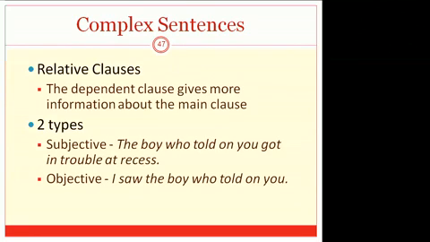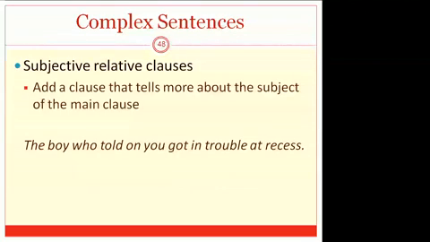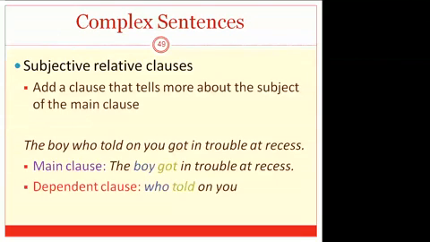Let's look a little more closely at these. A subjective relative clause is the addition of a dependent clause that tells us more about the subject of the main clause. For example, the boy who told on you got in trouble at recess. In this example, we have the main clause, which is formed by the boy got in trouble at recess. This clause is the main idea of the sentence. The boy got in trouble at recess.